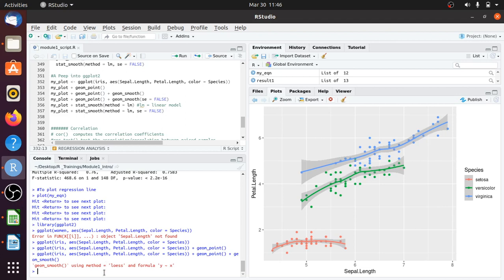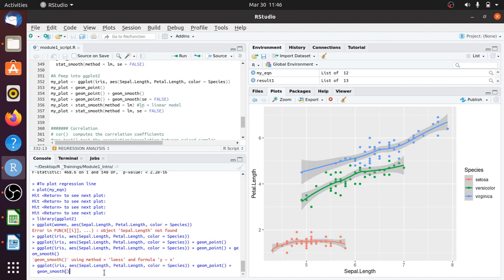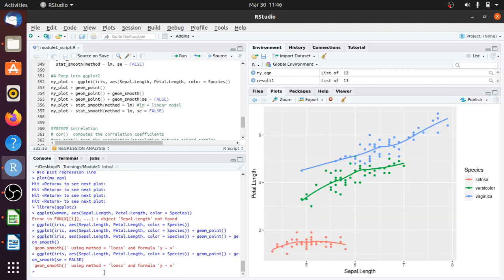Remove that shade. That shade is giving me the standard error of mean. Okay, let me say there that standard error of mean equals false. I don't want you to put it. You see, the shade has disappeared. The shade has disappeared.